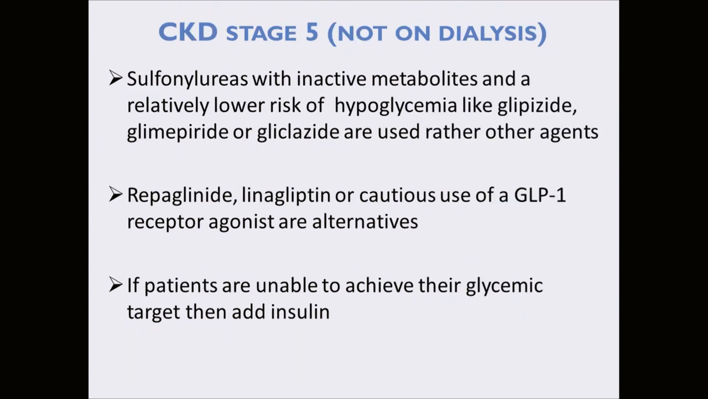Now, CKD stage 5, not on dialysis. Here, also, oral drug is the choice. Oral drugs like sulfonylureas that have inactive metabolites and relatively lower risk of hypoglycemia, that is, glipizide, glimepiride and gliclazide, are the choice in this stage. Other drugs can be used, like repaglinide, linagliptin, and cautious use of GLP-1 receptor agonist.